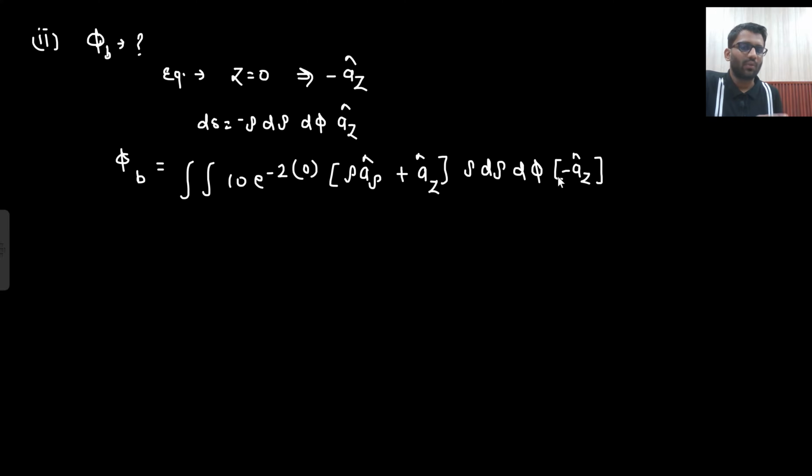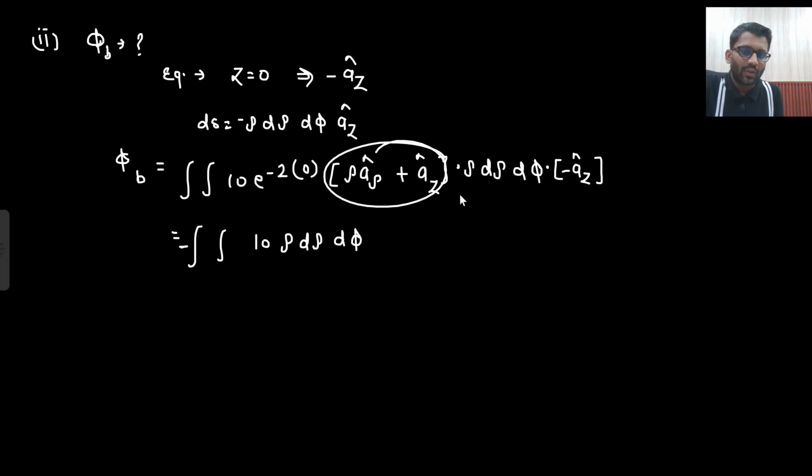Again, a rho dot az cap will be 0. Here you can use dot product. So tan e to the power minus 0 will be 1 only, and a rho dot az cap will be 0. So forget about that. You only need to take az cap dot az cap. So what you are going to get? d rho d phi and a minus sign. Are you able to understand this calculation? First, just do the dot product between these vectors.